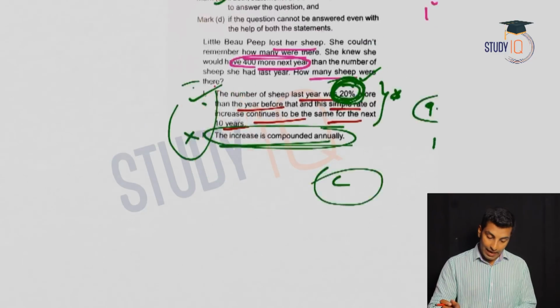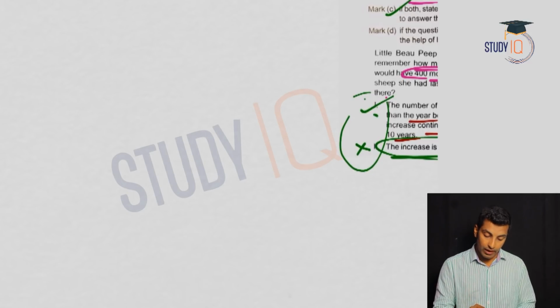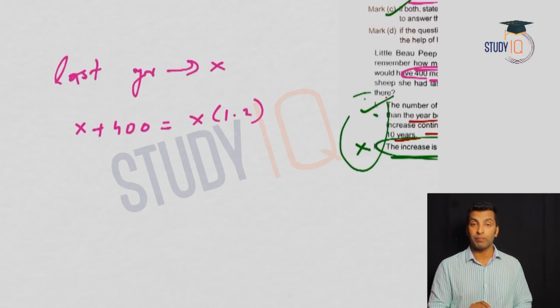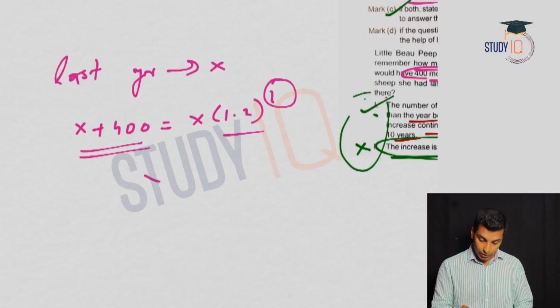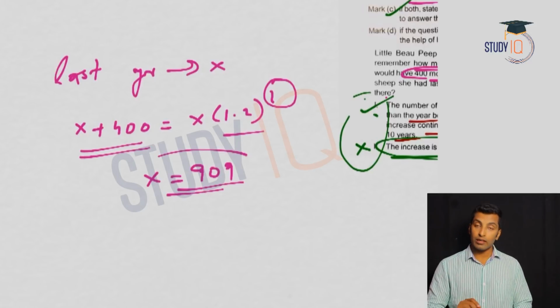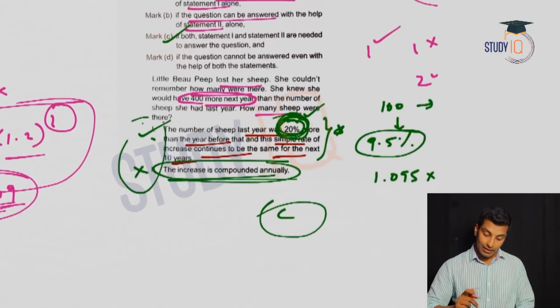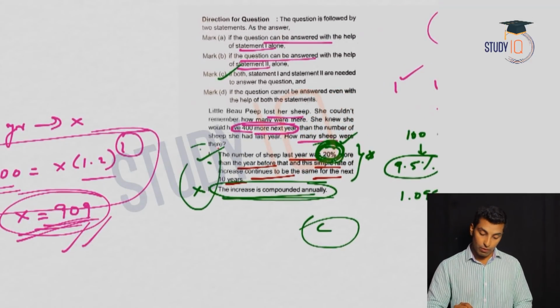Now, if you want to find the answer, see, there is no point in finding the answer. Otherwise, if you get this question, how will you get the answer? You can assume that the number of sheep last year was X. Then you can write X plus 400 is equal to X into 1.2 squared, because 2 years and compounded annually. Now from this you can get X is equal to 909, the number of sheep last year. You can solve this only if the question is to get this number, but here you don't want to get that. They're asking you whether you can find it or not. You can definitely find it. So mark C as the answer.